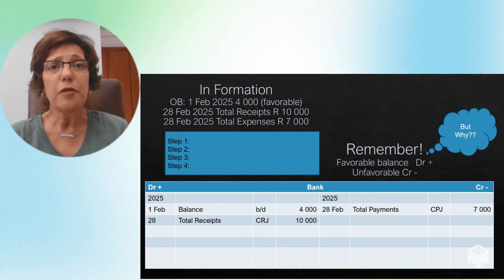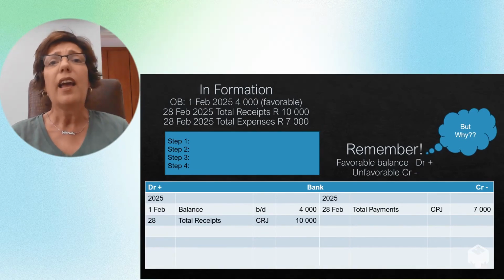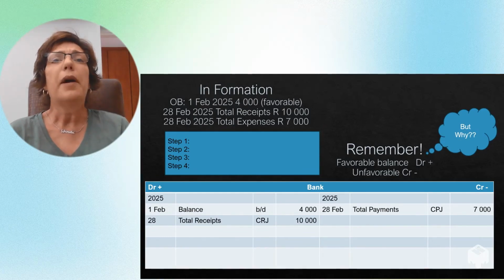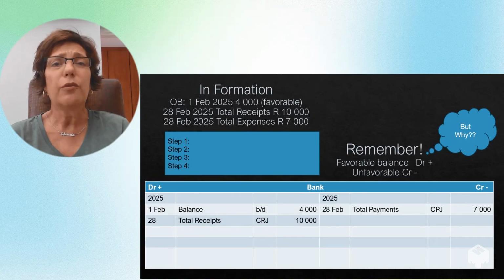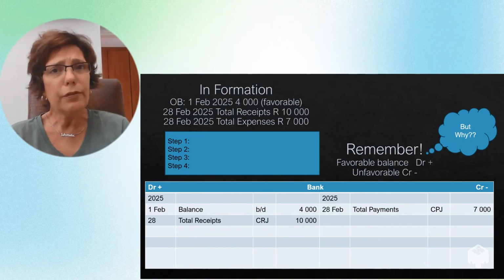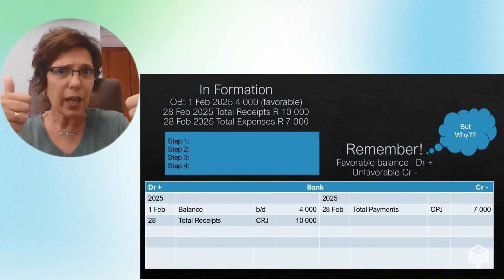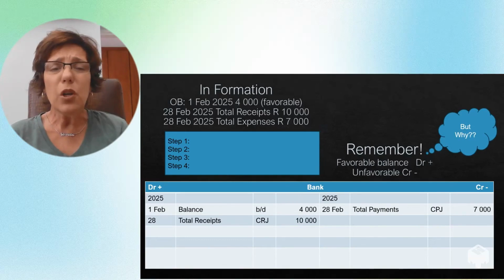So I've given you the information: opening balance, and 2 entries from my cash journals. My bank is favorable, so therefore it goes on the debit side. And you have to remember, what's the difference between favorable and unfavorable? Favorable, you've got money. Unfavorable, you don't have money. You're in the negative, which is actually a bad thing.